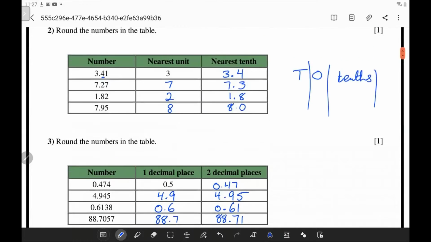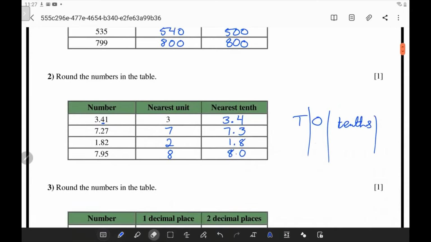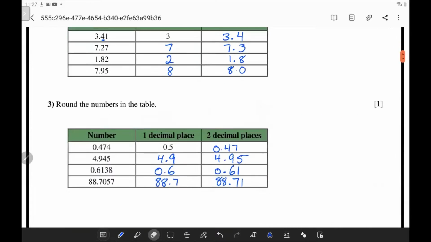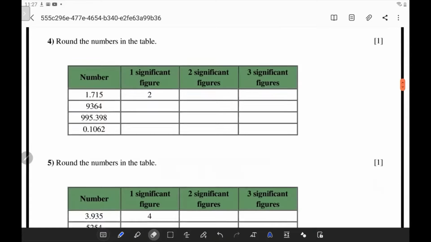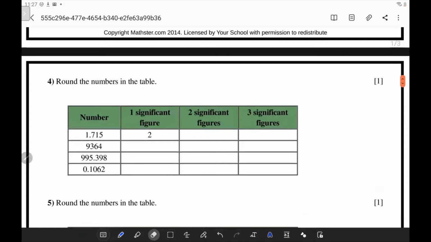Are you all understanding everything so far, right? Yes, sir. Okay, nice. So number 4, right? Round the numbers in the table to one significant figure. All right, so where's the one significant figure here?